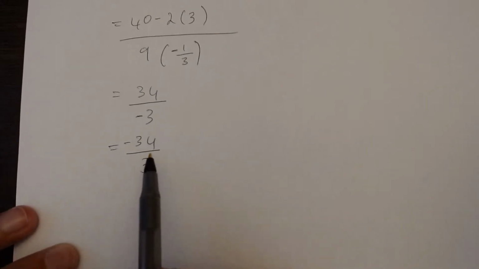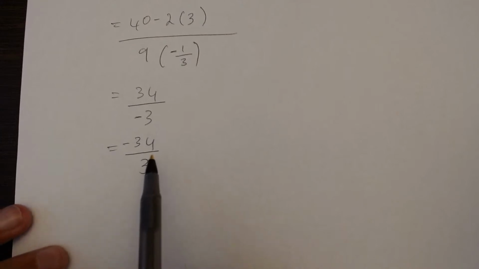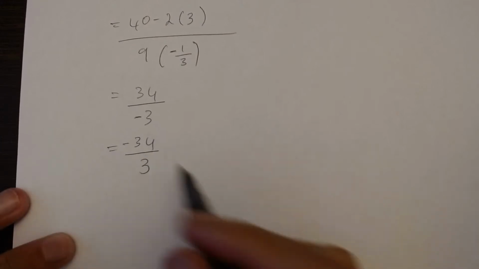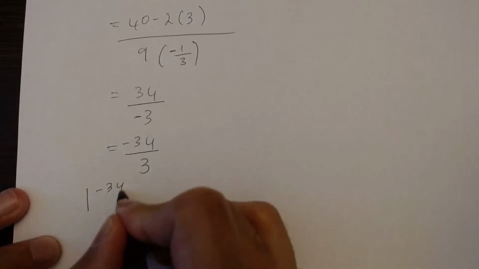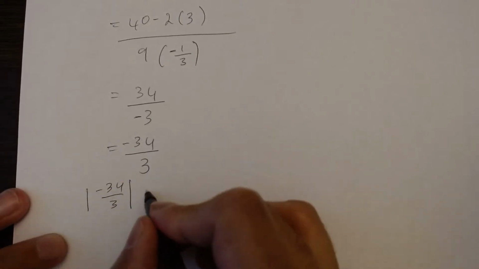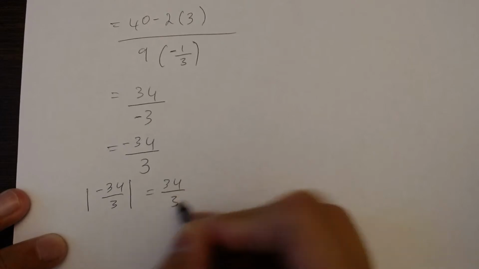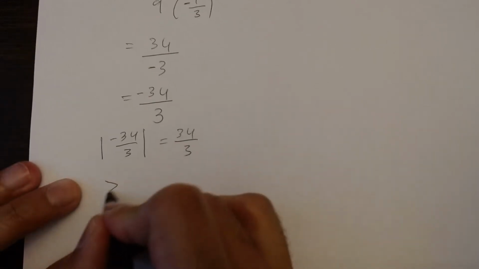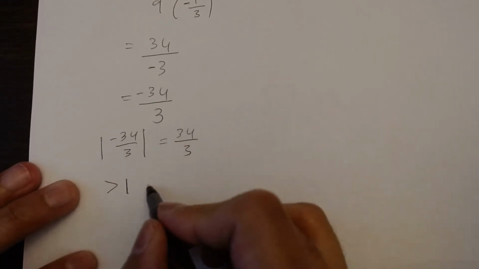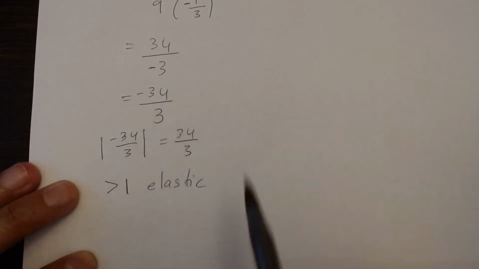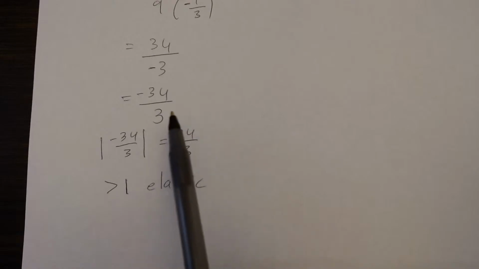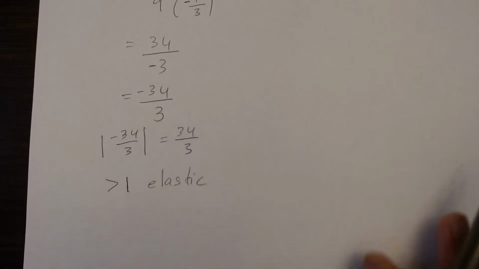Now that I found this, I need to determine whether it's elastic or inelastic. So remember, you always take the magnitude of this. So the magnitude of negative 34 over 3 is just 34 over 3. And since this is greater than 1, it's going to be elastic. So if the magnitude of your solution is bigger than 1, it's elastic. If the magnitude of your solution is smaller than 1, it's inelastic.